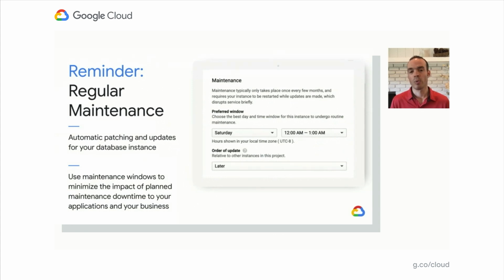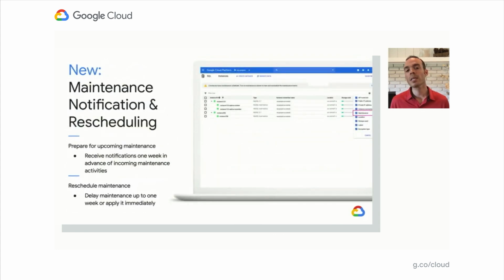One thing to note about maintenance windows is that we offer certain timings. If in a given project you have dev and test database instances, as well as some production database instances, you might put the dev and test databases on the earlier timing, and you might put the production databases on the later timing. This ensures that the dev test instances on the earlier timing receive maintenance about a week in advance of your production instances. That way it gives you a chance to test the updates with your application before they go into your production environment. We've recently added maintenance notification and rescheduling.